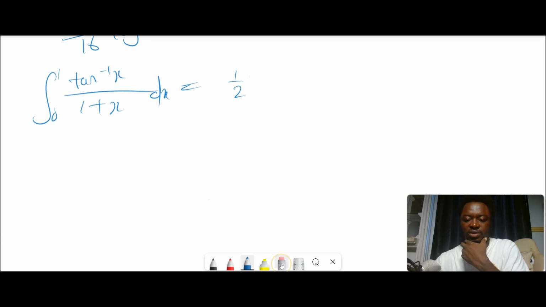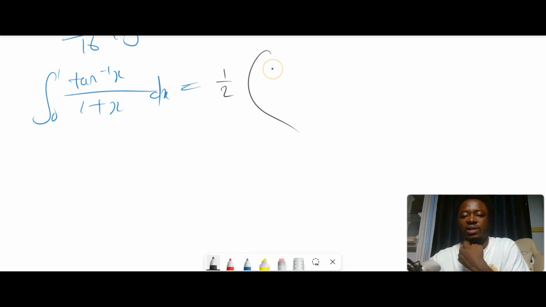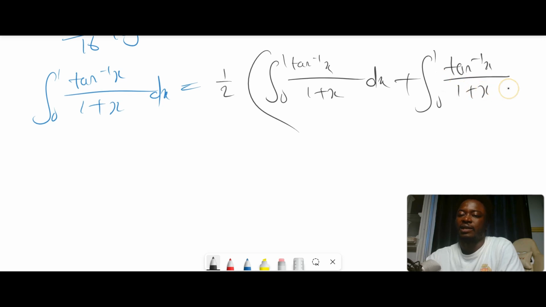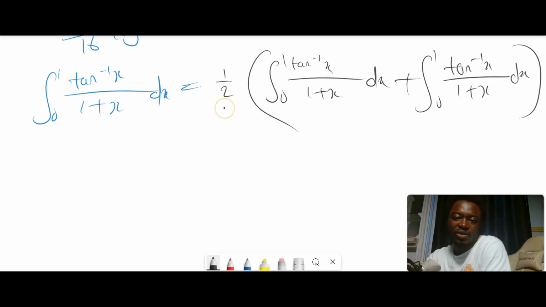Oh yes, we're going to write a half times the integral from 0 to 1 of tan inverse of x, all divided by 1 plus x dx. And then we also have to write the integral from 0 to 1 of tan inverse of x, all divided by 1 plus x dx. Okay, so notice that these integrals are the same, so this is valid. Now we're not going to touch the first one.